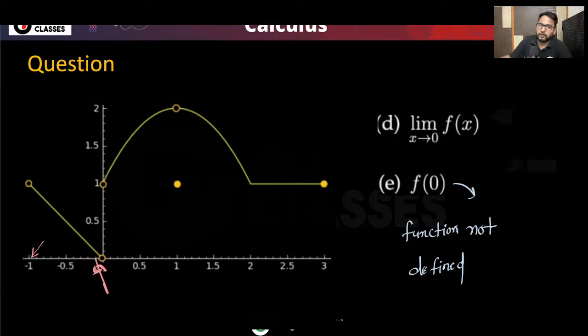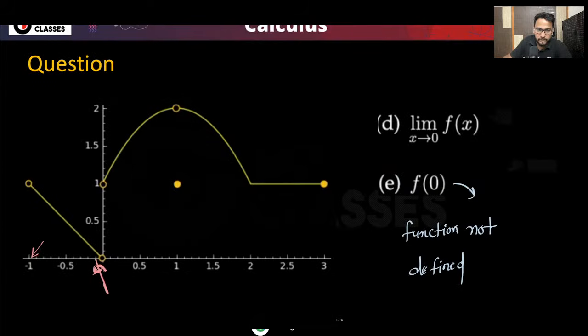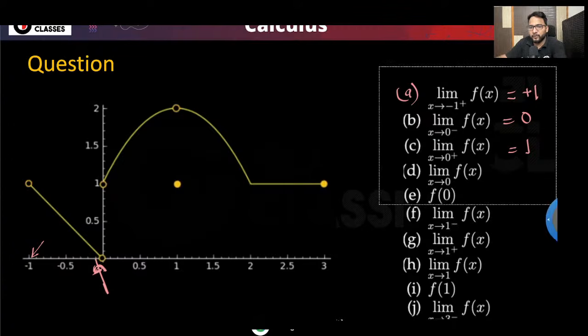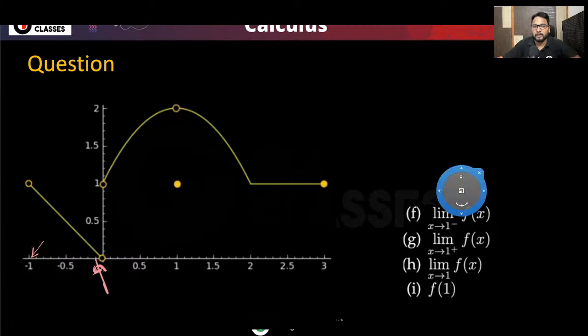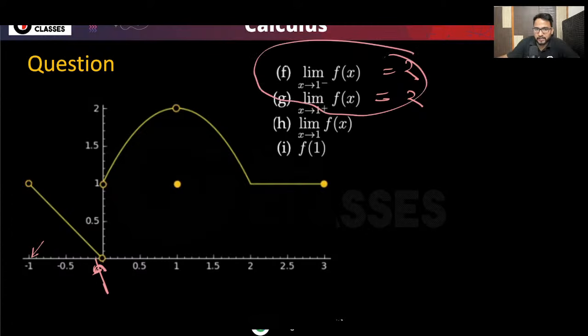Now let's see other questions. So here, let's see this one. At 1 also, things are very interesting. Let's see the answers at 1. Let's answer all of this. What is 1 minus? 1 minus means just before 1. Just before 1, this is 2. Just after 1, what is this? This is also 2.